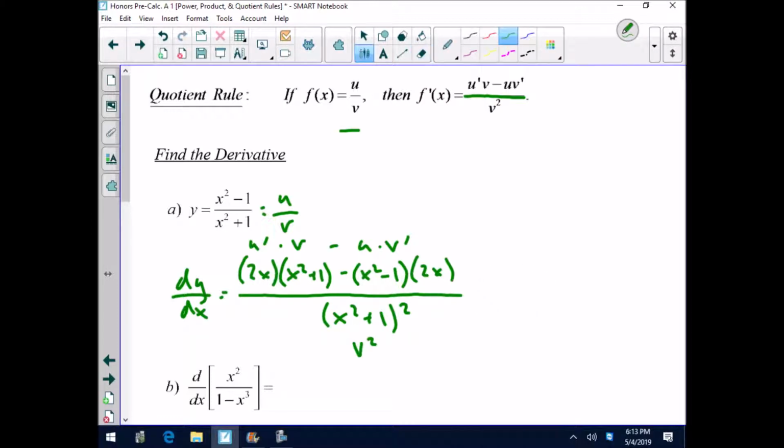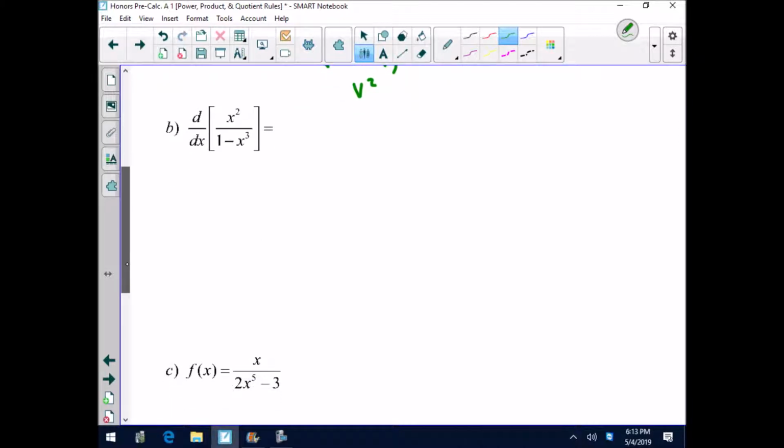So right here, we have a couple for you guys to try, and I'm going to let you guys go ahead and jump in and take the derivatives with the quotient rule. For our b, we have d dx of x squared divided by 1 minus x cubed, which of course is saying the change in x squared divided by 1 minus x cubed with respect to x. So we're going to go ahead and take the derivative of that guy. And right here, our c is just x divided by 2x to the fifth minus 3.